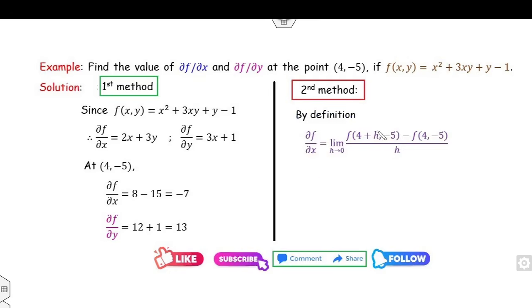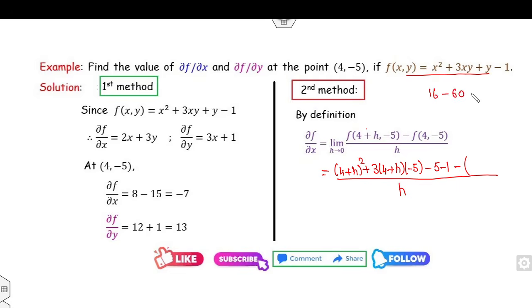I can substitute this value. Now this is my x, this is my y. I can substitute these values. This is (4 plus h) square plus 3 times (4 plus h) into minus 5 plus y minus 1, minus the value at (4, -5), which is 16 minus 60 minus 5 minus 1.